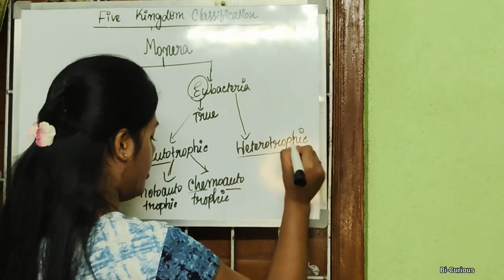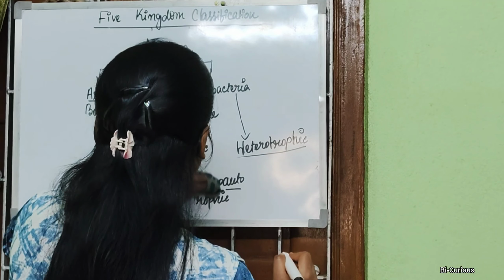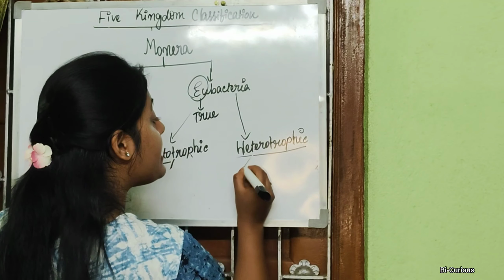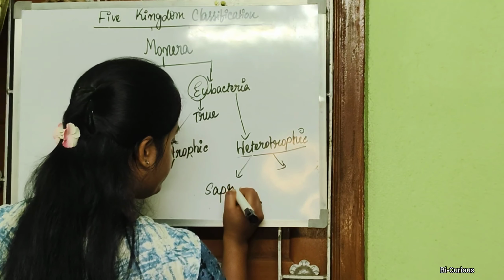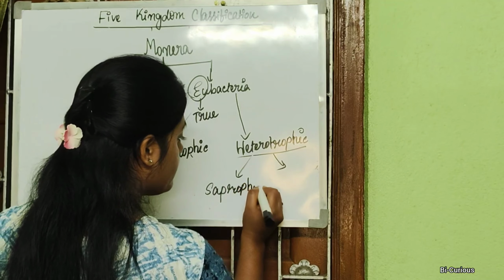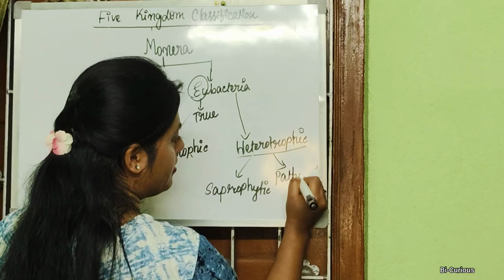Next one is heterotrophic. In this case, the heterotrophic nutritional mode we can again classify into two parts. One is saprophytic, another one is pathogenic.